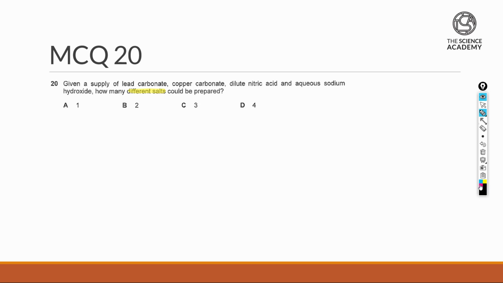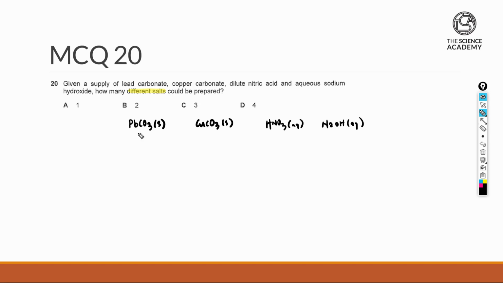So we're given a supply of lead carbonate, which is considered to be a solid. Copper carbonate, which is also considered to be a solid. Nitric acid, aqueous, as well as sodium hydroxide, which is considered to be aqueous as well. Alright, so at first glance, let's take a look at carbonate production first.